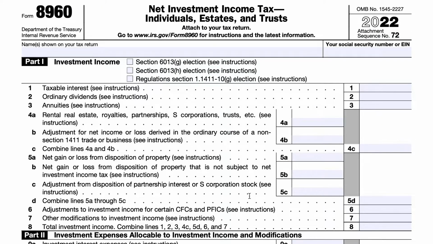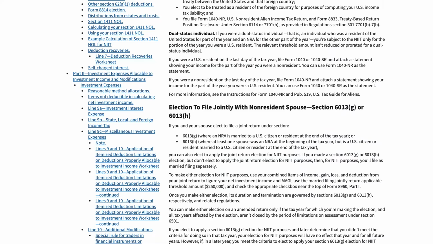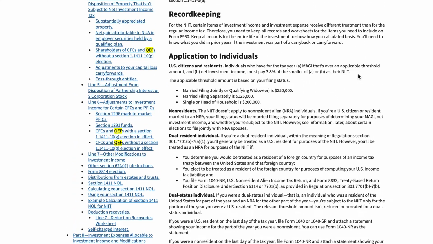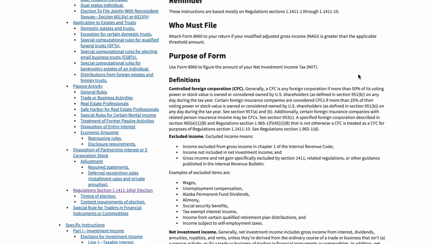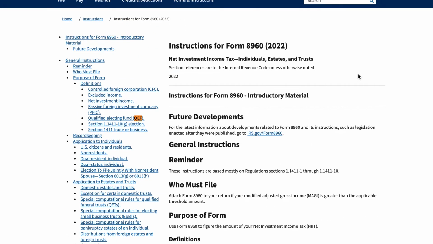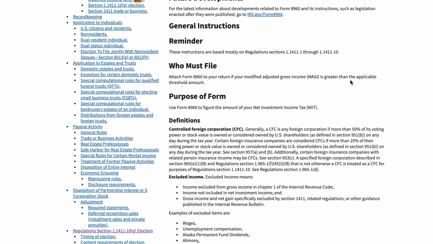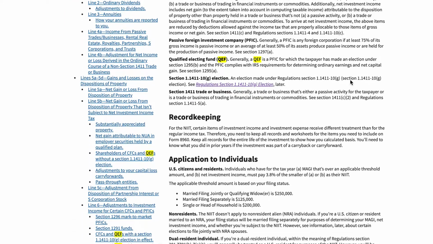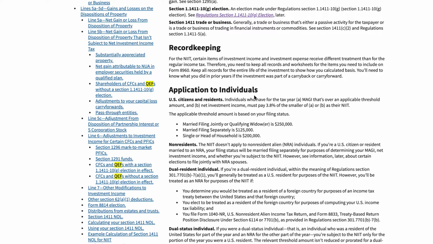So the first question most people have is, who needs to complete IRS Form 8960? For that, there are a couple of things we're going to look up in the form instructions. For any tax form, you can always find detailed instructions on the IRS website. The first thing to note is that individuals who have a modified adjusted gross income over a certain threshold and net investment income must pay 3.8% of the smaller of A or B.